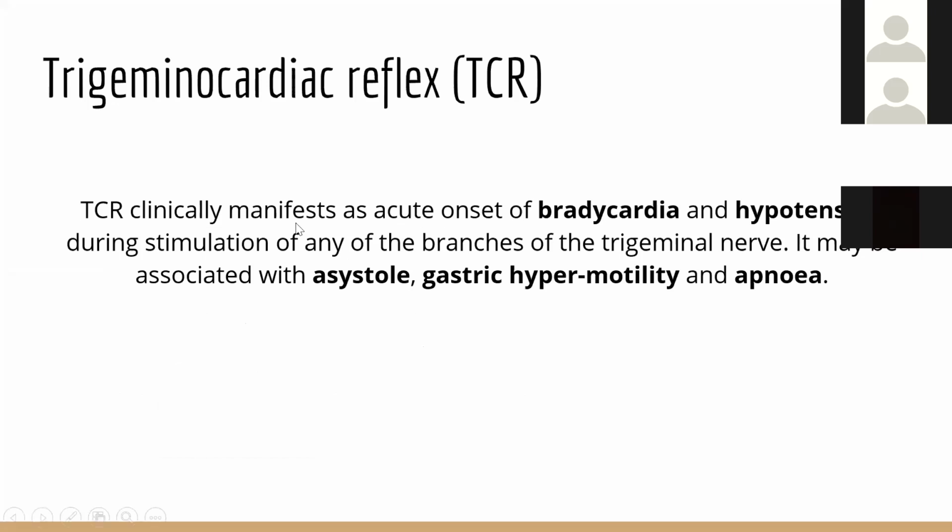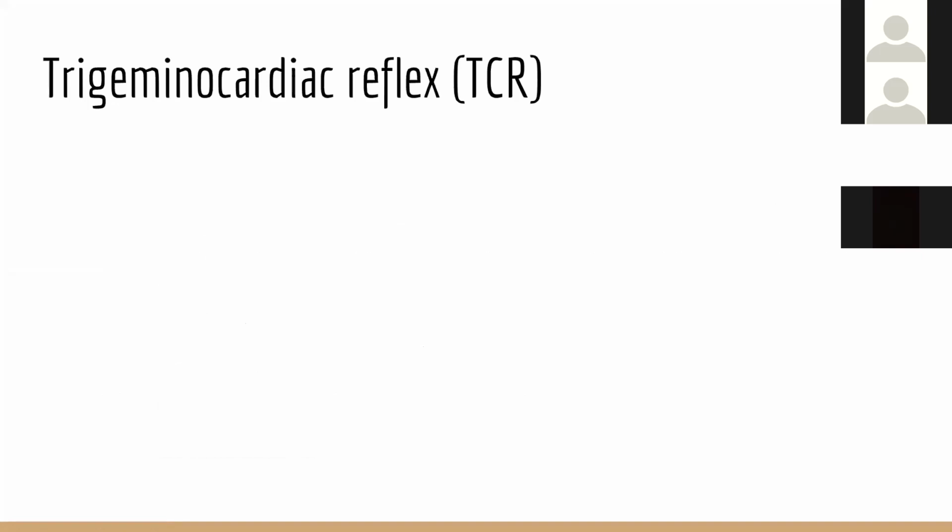It presents as acute onset of bradycardia and hypotension, within seconds, during stimulation of any branches of the trigeminal nerve. It is often associated with asystole, gastric hypermotility, and apnea. So five features: bradycardia and hypotension, which are the two hemodynamic parameters, and the other things: asystole, gastric hypermotility, and apnea.